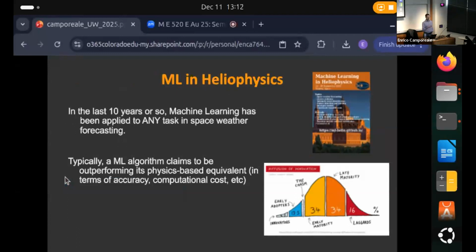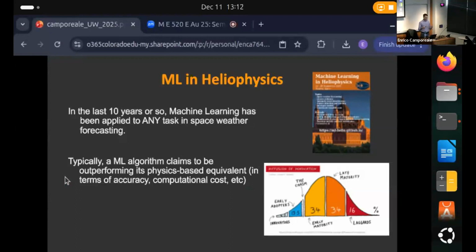I mean, obviously you're aware that machine learning has now been used in pretty much every field of natural sciences, physics, geophysics, and so on. And the same happened in heliophysics. I've been working in this field for about 10 years, and in the last 10 years, machine learning has literally been applied to any possible problem that you could think of with some inputs and some outputs, sometimes in a good way, sometimes in a not so smart way.